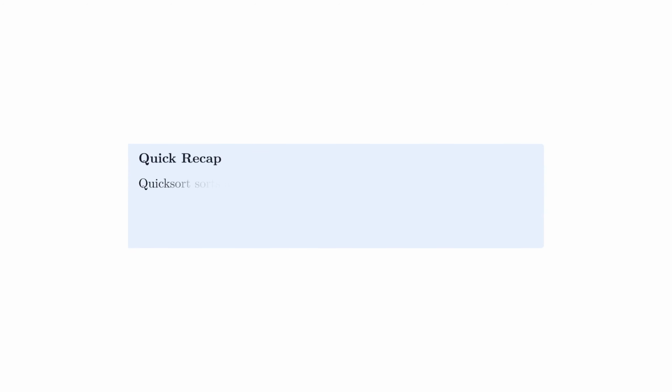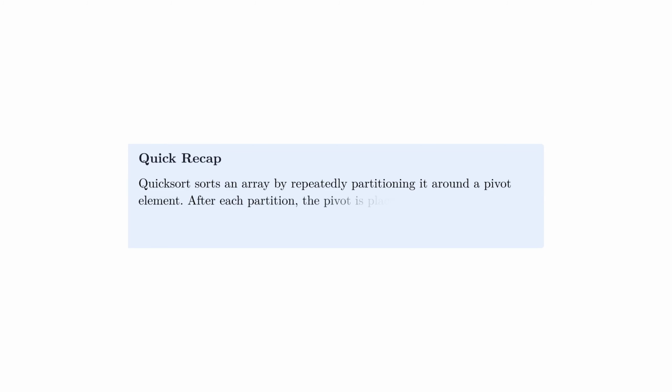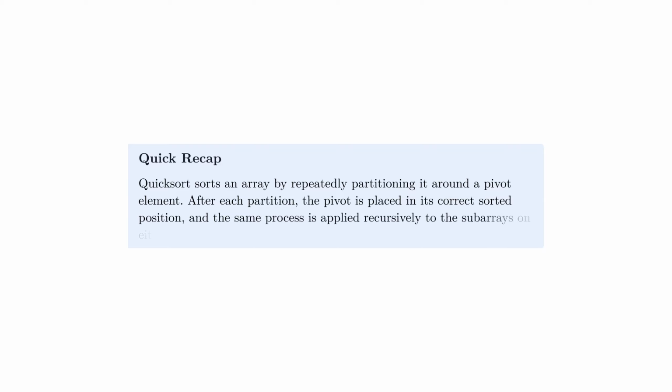Quick recap. Quicksort sorts an array by repeatedly partitioning it around a pivot element. After each partition, the pivot is placed in its correct sorted position, and the same process is applied recursively to the subarrays on either side until the entire array is sorted.